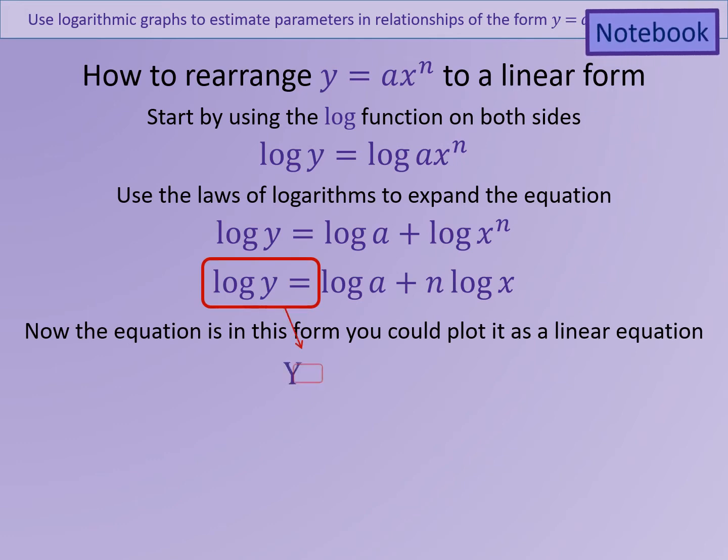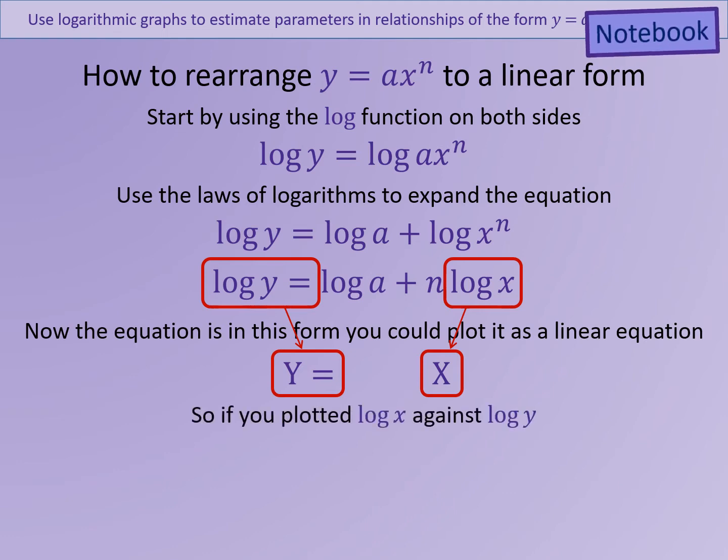So log to base 10 of y is going to act as my y equals. So I'm representing that as capital Y. Log to base 10 of x is going to act as my x variable. So I'm calling that capital X. And then if we plot capital Y and capital X on the same curve, or log to base 10 of y and log to base 10 of x, we will find that that is our straight line representation.